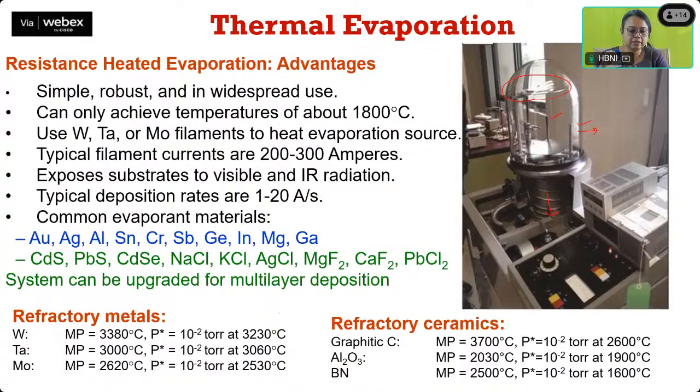So this is resistance heated evaporation. It is simple, robust, and in widespread use. It can go to a temperature of around 1800 or around 1000. The coil which we use is generally tungsten, tantalum, or molybdenum, because they are inert at this temperature, and the current which flows across is around 200 to 300. So we are going to pass very high current to evaporate our material.